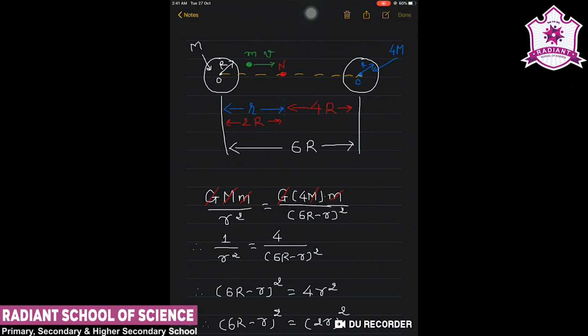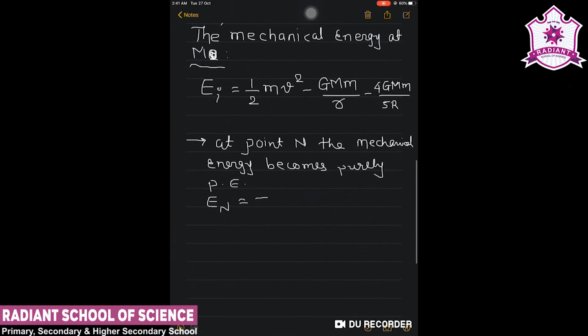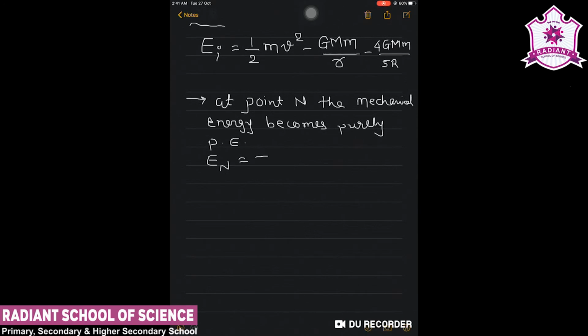So now we will apply this condition in our example. So the potential energy at point N, we can write the equation, that is minus G M m over 2R.